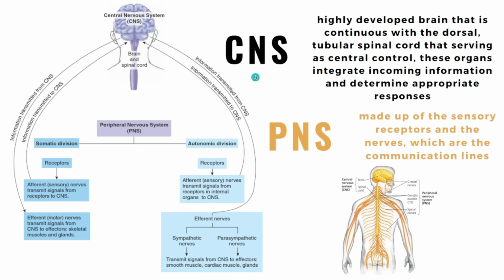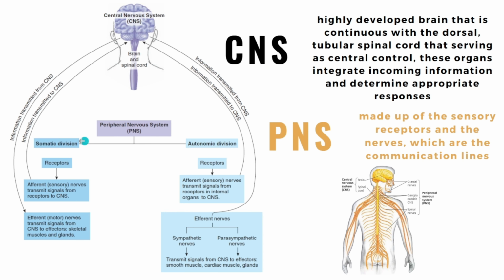In general, the central nervous system is located in the brain and the spinal cord. Its function is to receive the information, integrate it, and determine what kind of response to send to the peripheral nervous system. The peripheral nervous system is made up of the sensory receptors and the nerves, which are the communication line for the central nervous system.